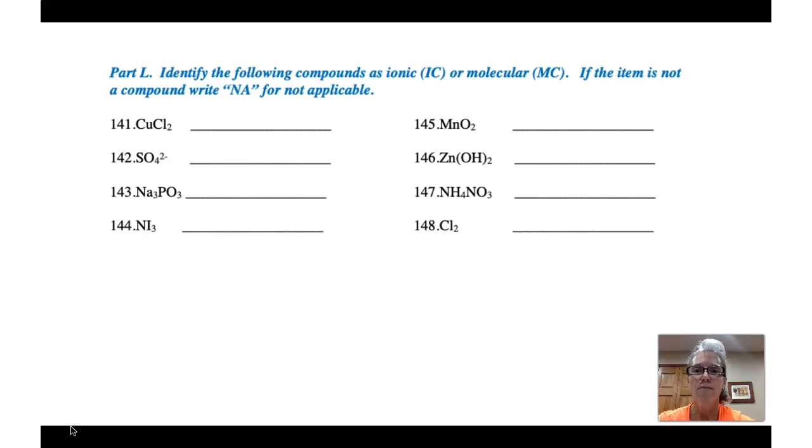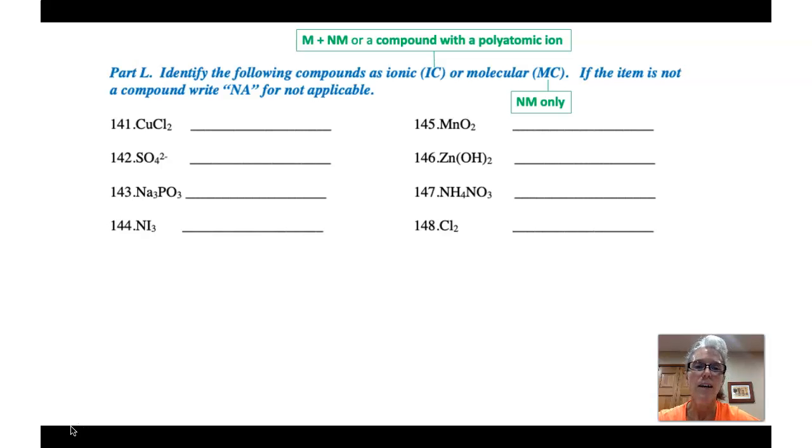I'd like you to identify the following compounds as ionic or molecular. If it's not a compound, write NA for not applicable. So this is kind of a warm-up question getting us ready for the following questions. If you need a little hint, here's a reminder. Ionic compounds are made of a metal and a nonmetal, or they contain a polyatomic ion. Molecular compounds contain nonmetals only.